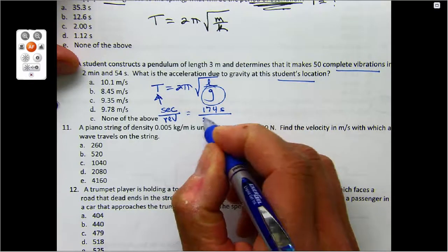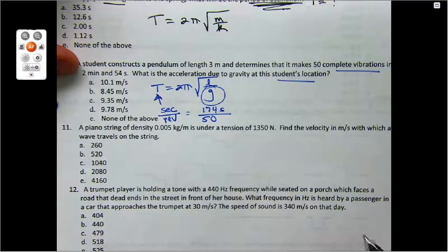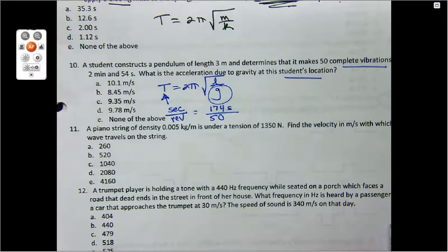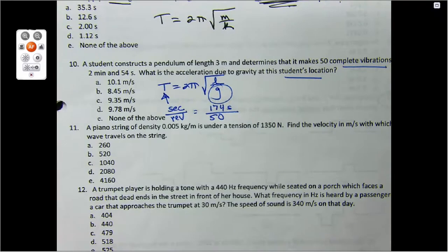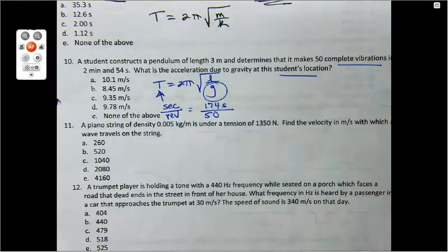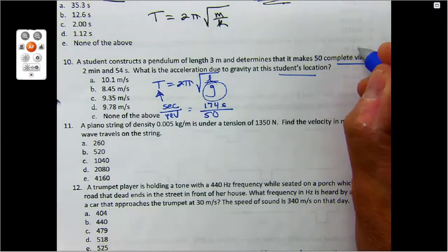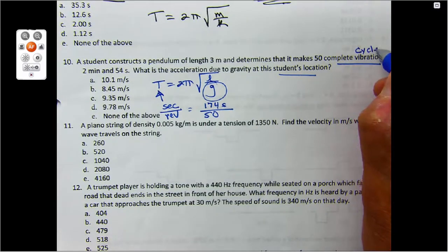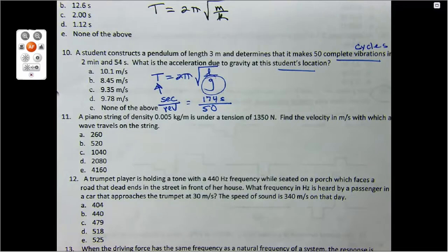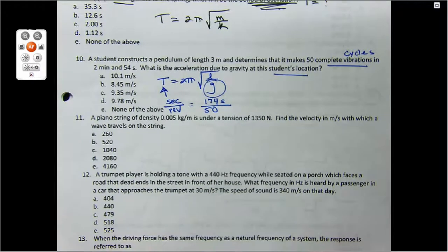50 complete vibrations. Yeah, 50. That'll give you seconds per vibration, though I don't like the term vibration for that. Wouldn't cycles make more sense as a word? Going back and forth? Yeah, I think so. What else do we have?